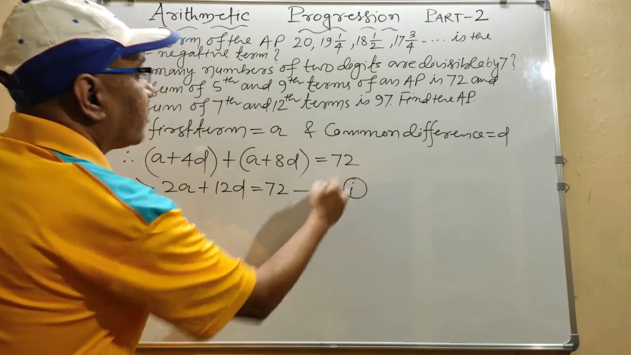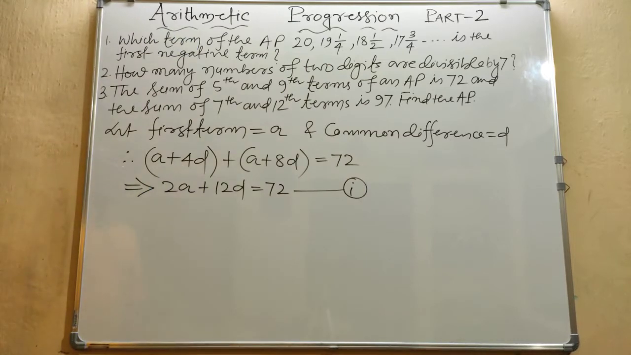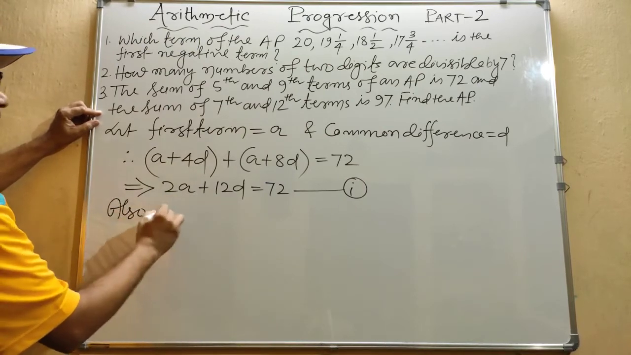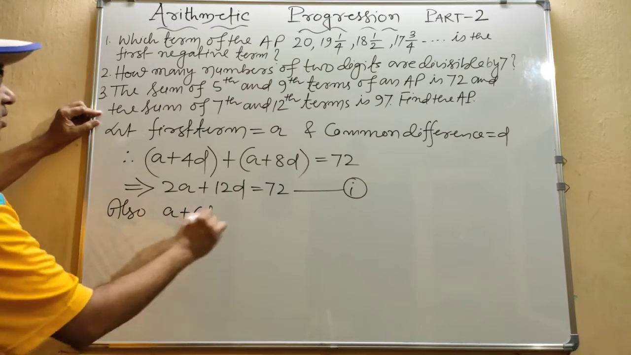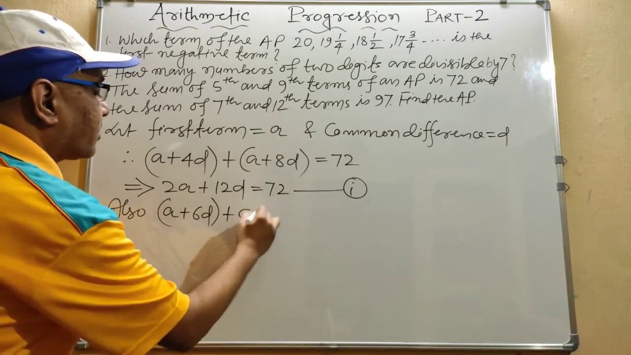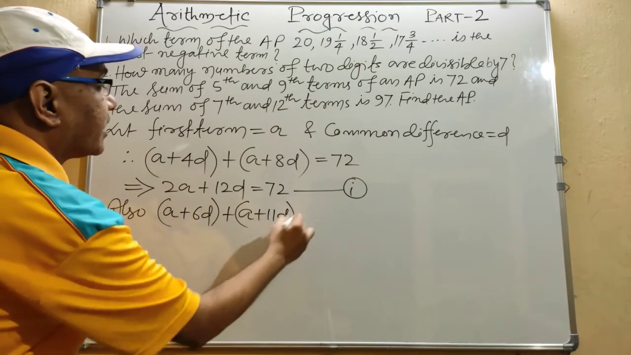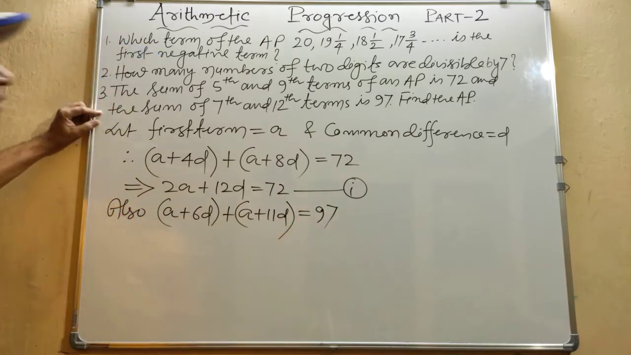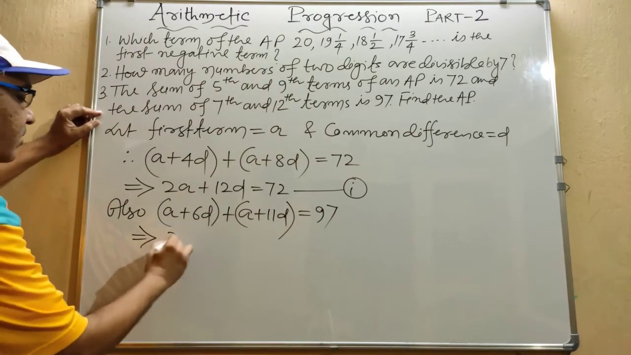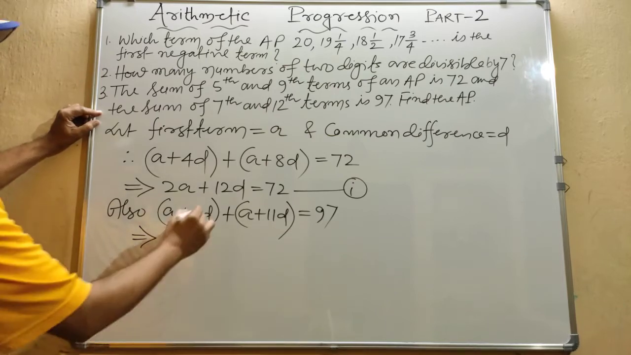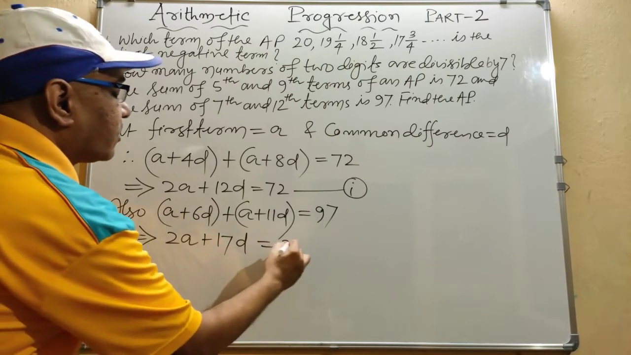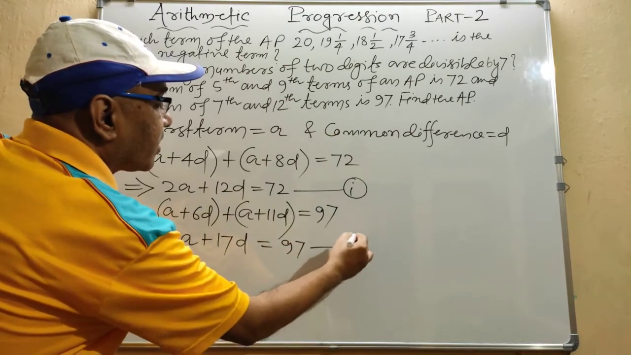Take it as equation number 1. Secondly, the sum of the seventh term, what will be the seventh term? A plus 6D. This is your seventh term. Plus the sum of the seventh term and 12th term. 12th term will be A plus 11D. Their sum is given 97. Sum of 7th and 12th term is 97. So from here we get 2A and 11 plus 6, it is 17D equal to 97. It is equation number 2.